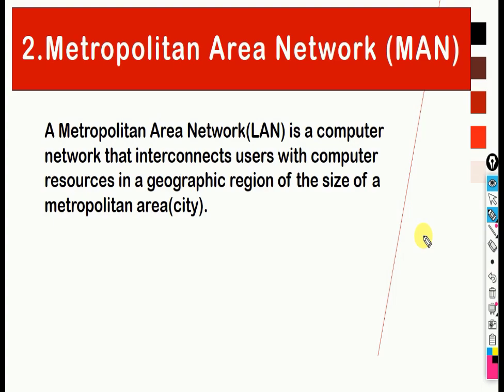Now, we will see metropolitan area network or simply MAN. A metropolitan area network is a computer network that interconnects users or computers in a geographic region. Say, there are two branches in a city and these two branches are somehow connected with each other. So this kind of network is called as a metropolitan area network. In other words, there are two local area networks. These two local area networks are connected to each other in a city.